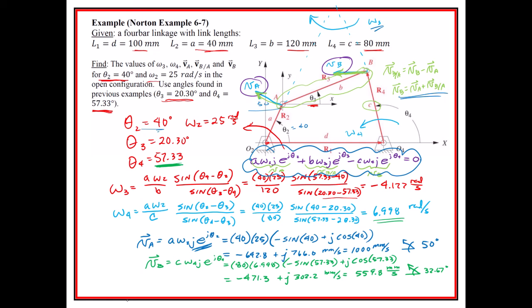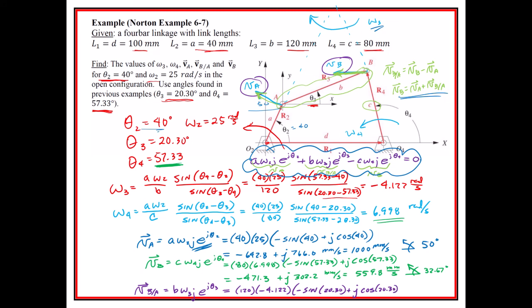And then lastly, if we take the velocity of B with respect to A, we're going to use B omega 3 times j e to the j theta 3, and that ends up being 120 times our negative 4.122 times negative sine of 20.30 plus j times the cosine of 20.30.